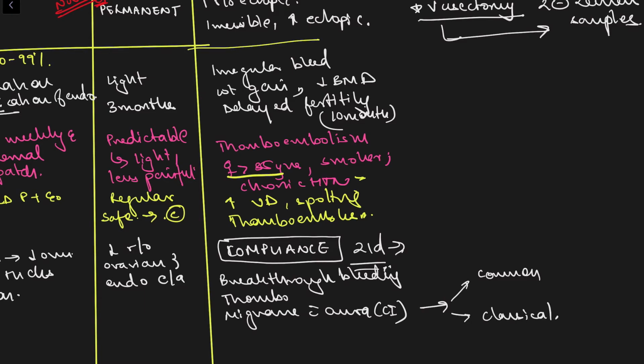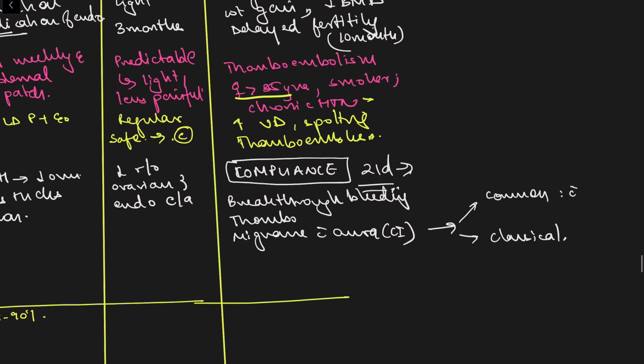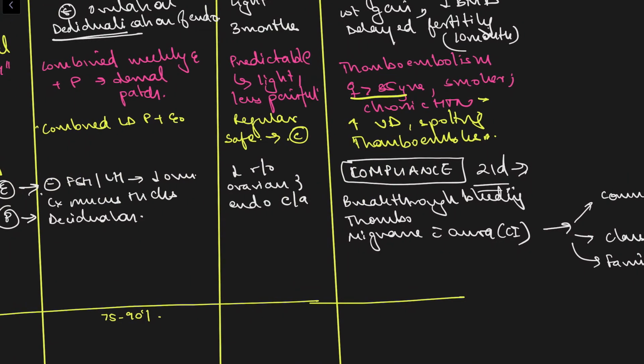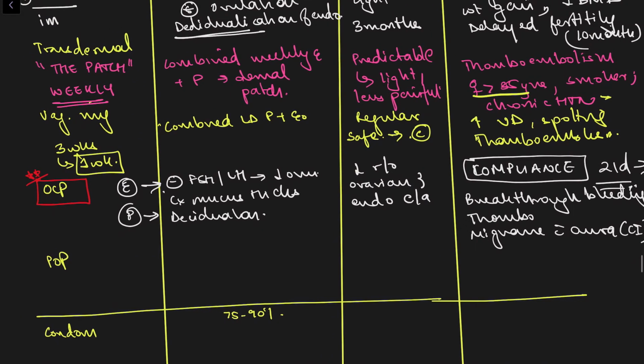Right. So the common migraine is without aura, and the classical is with aura. Then it can also be familial, like the familial hemiplegic migraine. Right, we'll do this in neuro. Then, lastly, in this group, we have progesterone only pills.